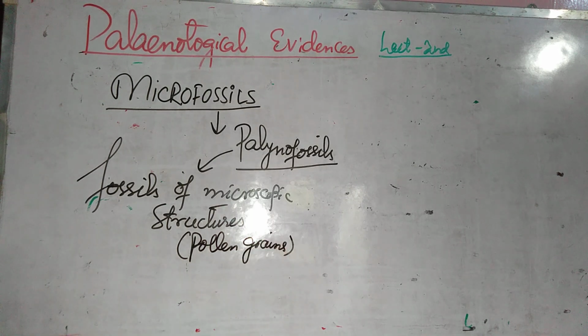So we say simply that microfossils or palaeontological, they are the fossils of microscopic size. For example, the fossils of the pollen grains. Now, what we understand by these structures, for example, we have found a fossil of pollen grains, so it is simply a palaeontofossil or it's a microfossil.